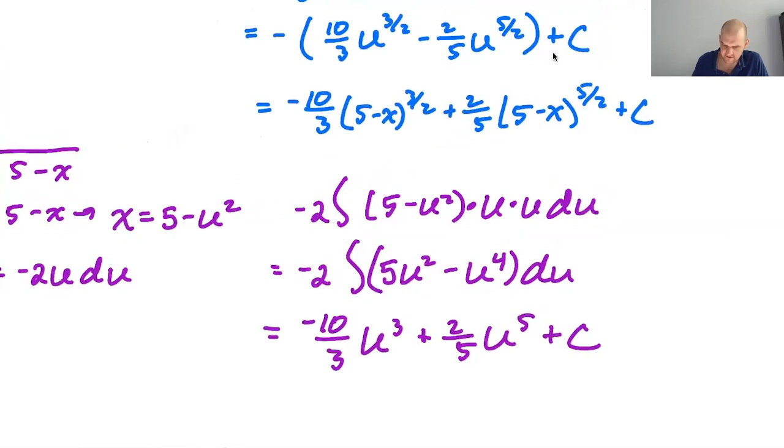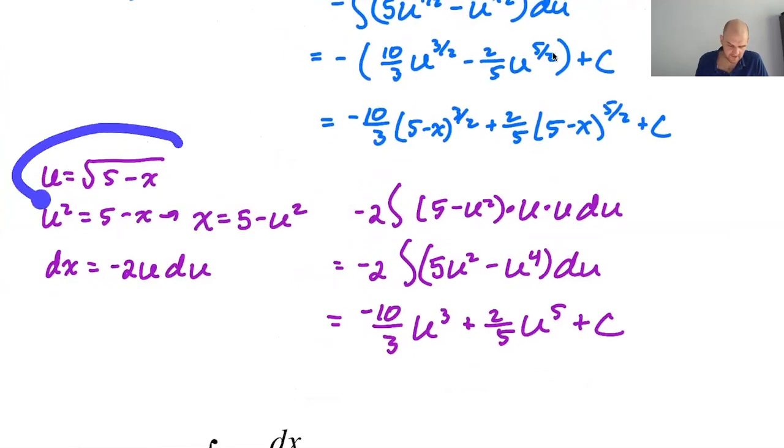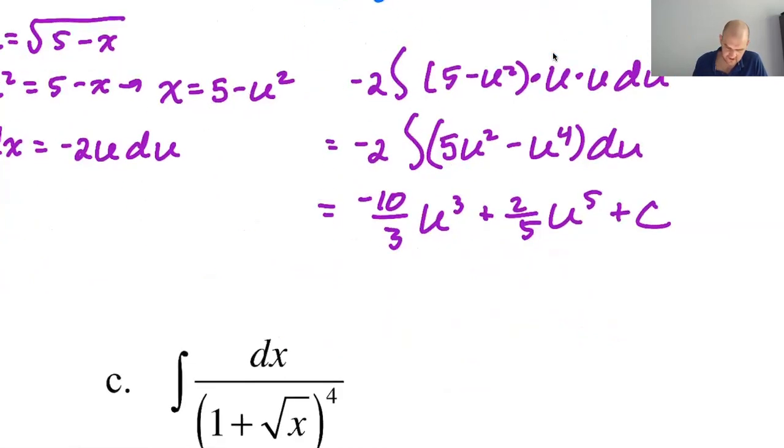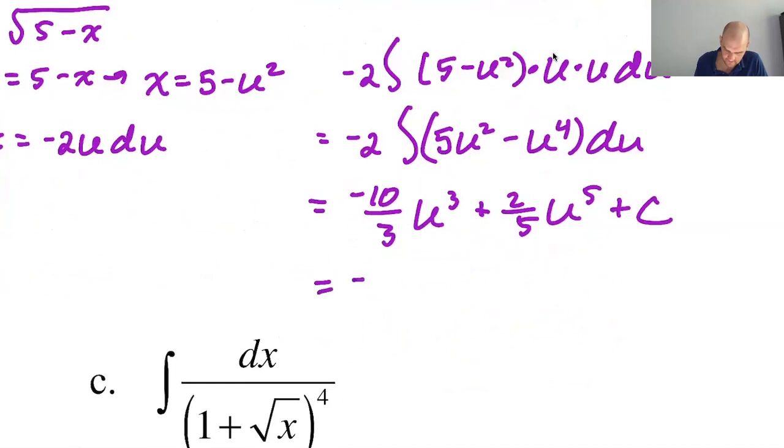So can you see right now that this answer and this answer are actually equivalent? What's going to happen is when I replace u, I'm replacing it with 5 minus x to the 1/2. So this is going to become 3 halves, this is going to become 5 halves. Same exact answer. I think it's a little bit easier. So it's up to you what you want to do.